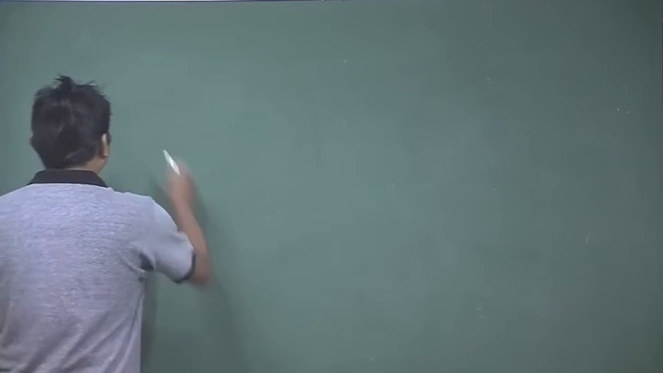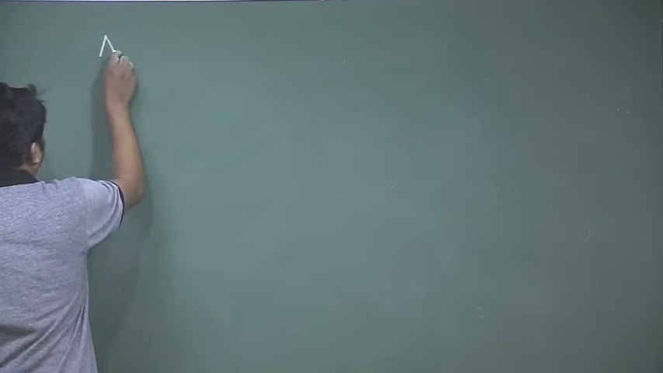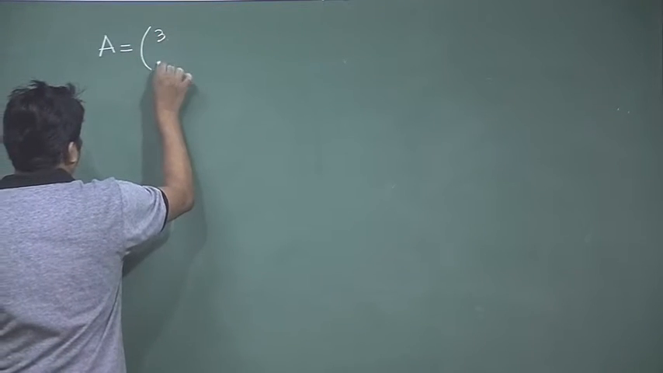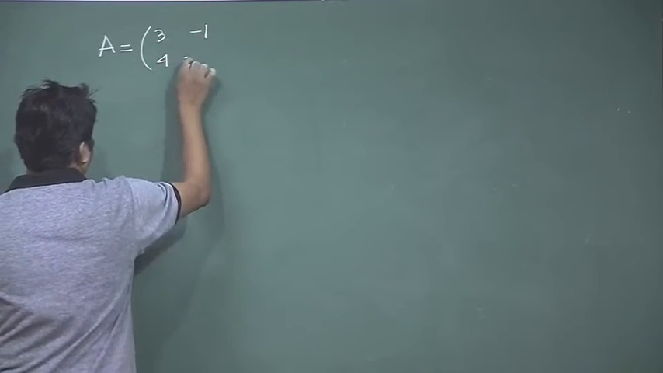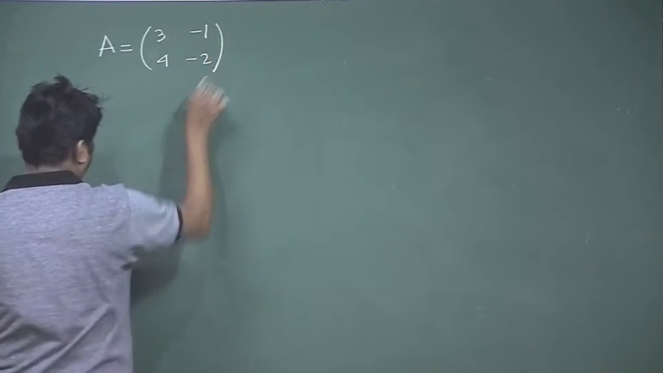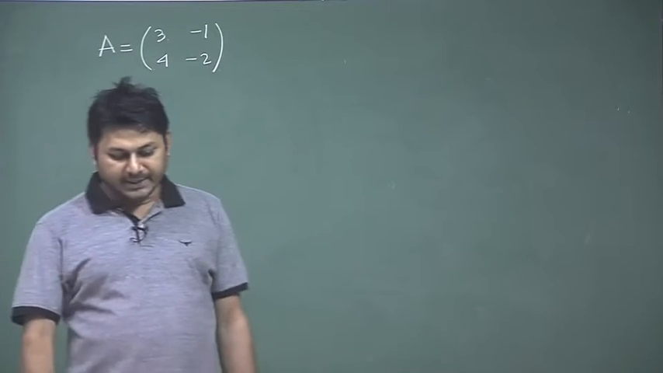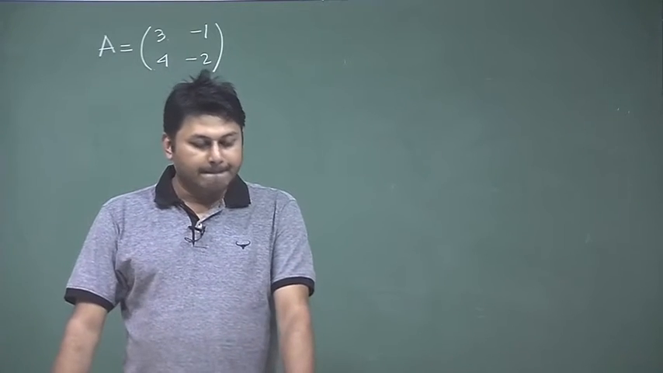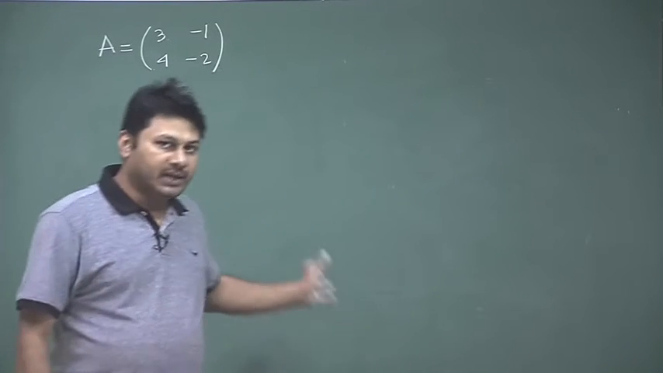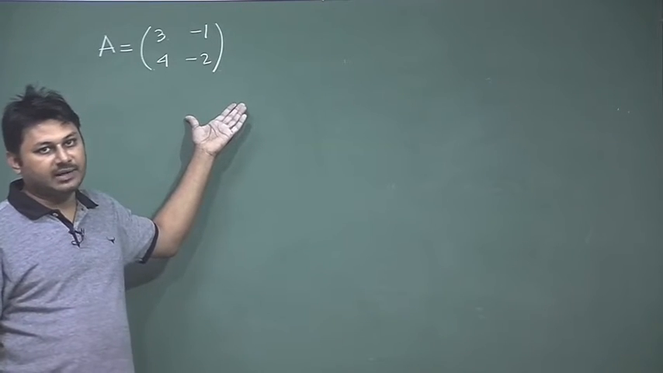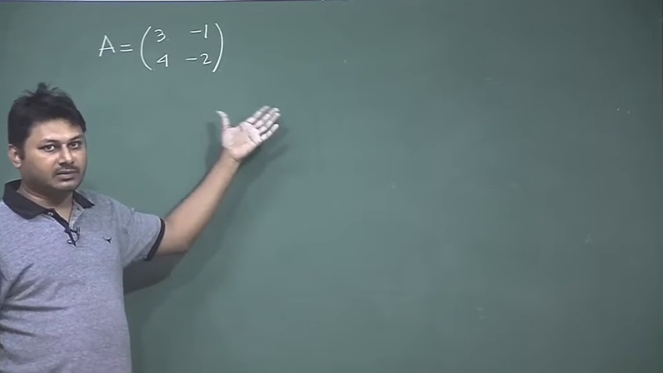So, let us start with one matrix, say A, which is [3 4; -1 -2]. By the way, I should mention at this point one important thing: the procedure that I am following is always for a 2 by 2 matrix, but this procedure is exactly the same for 3 by 3 and other dimensions.